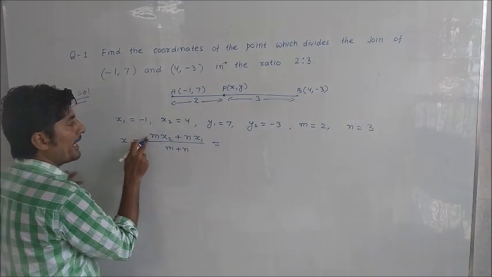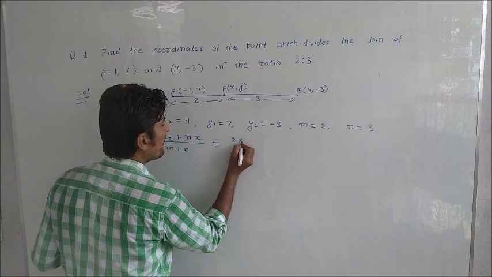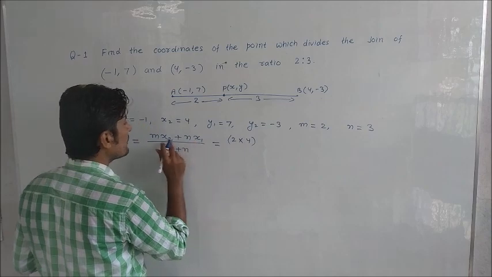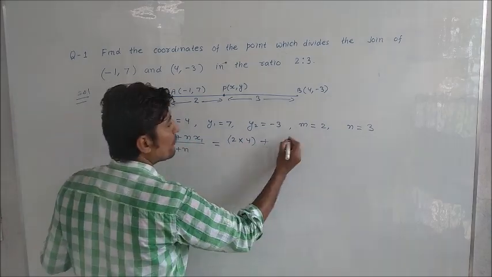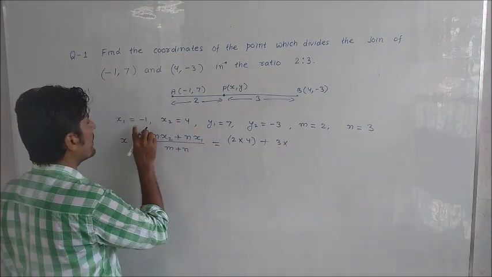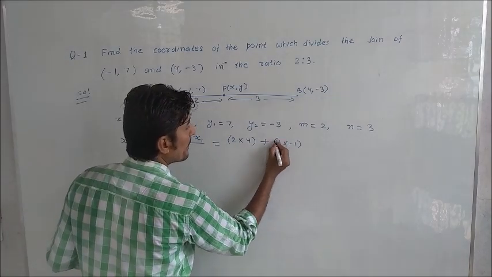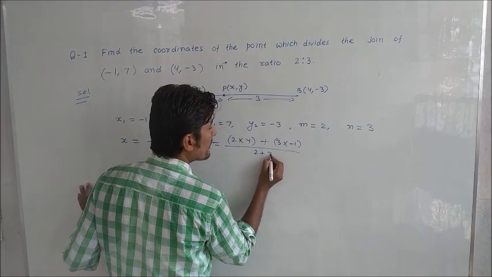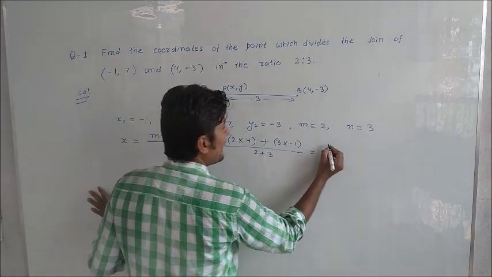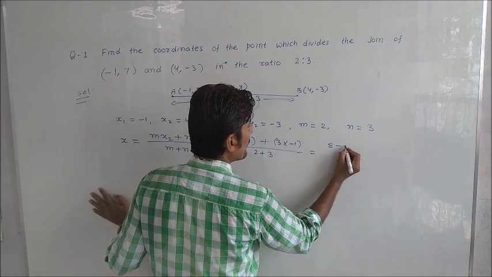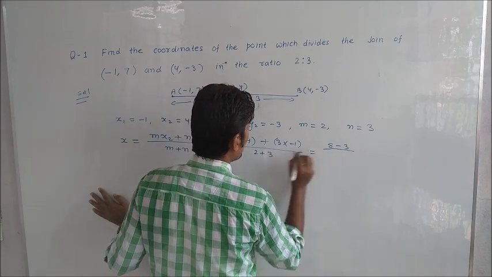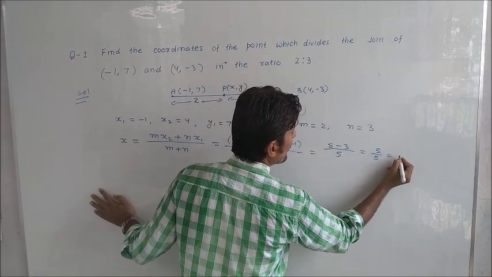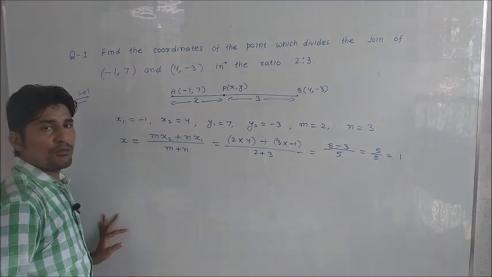So here we have to write the value of m, that is given 2, multiplied by x2, that is given 4, so we can write here 4, plus n, the value of n is 3, into x1, x1 is -1, divided by m plus n, 2 plus 3. 4 twos are 8, plus minus 3 upon 2 plus 3 equals 5. Now 8 minus 3, 5 upon 5 will be equal to 1. So the value of x, we got 1.